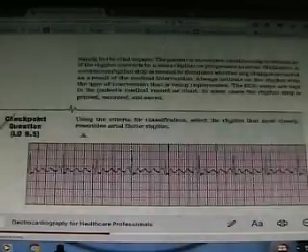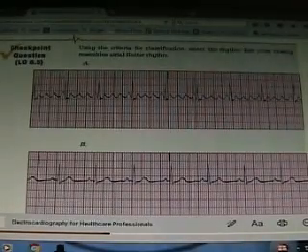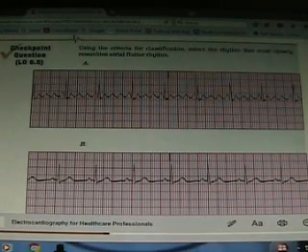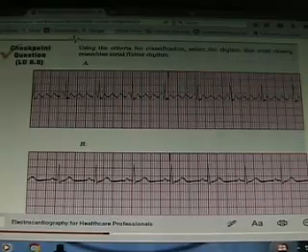Now, atrial flutter. Can you tell the difference? Which one's atrial flutter? A or B? A. Because it looks like what? The atrium is trying its darndest to keep afloat.